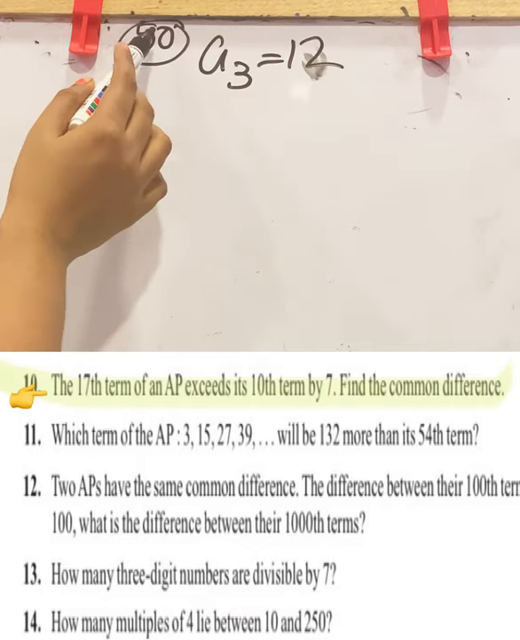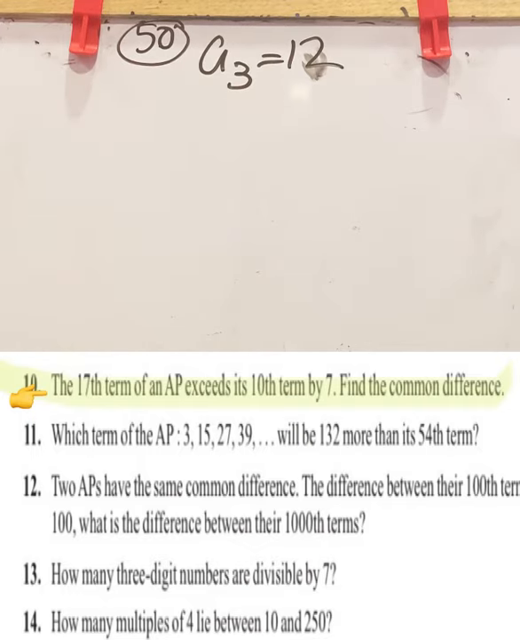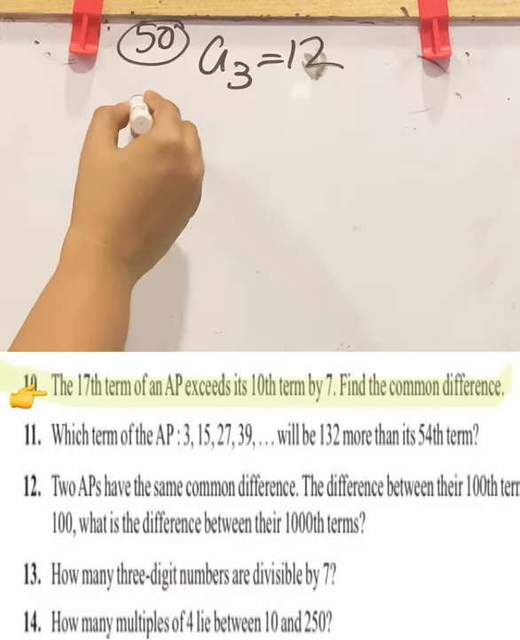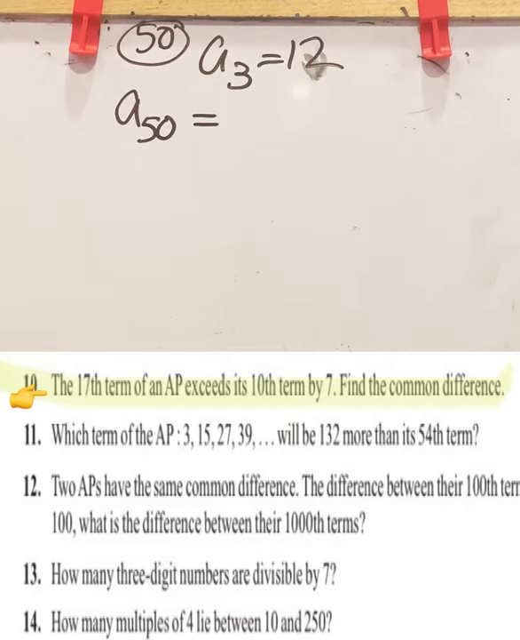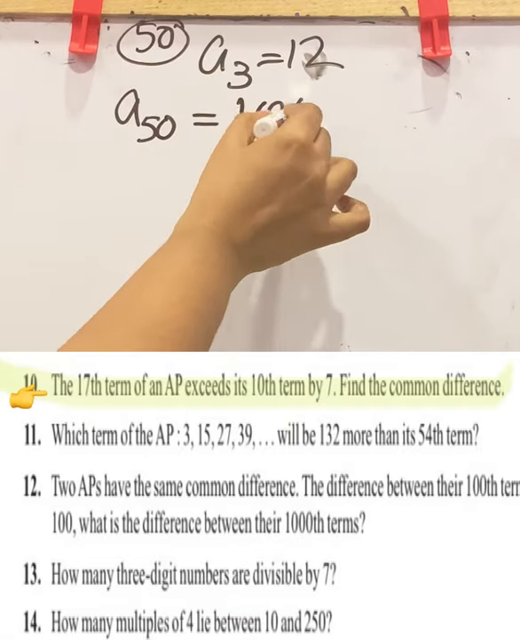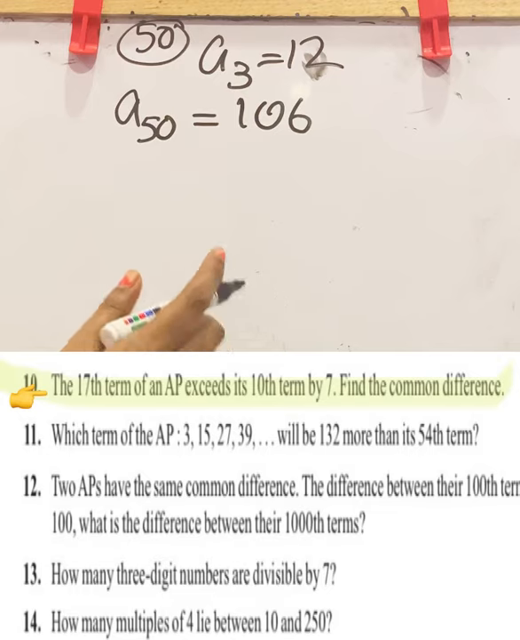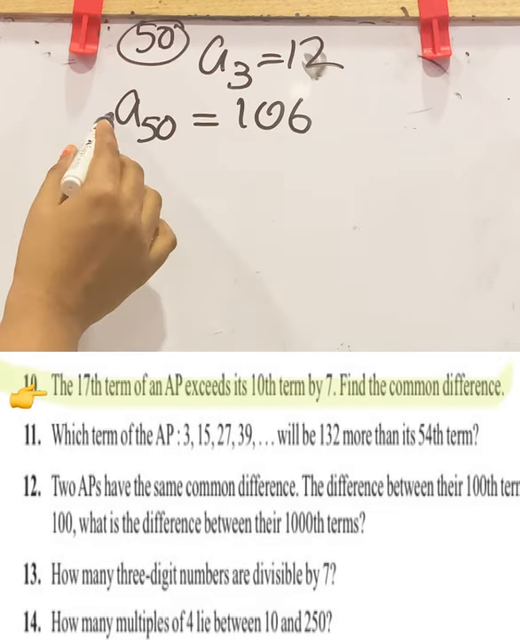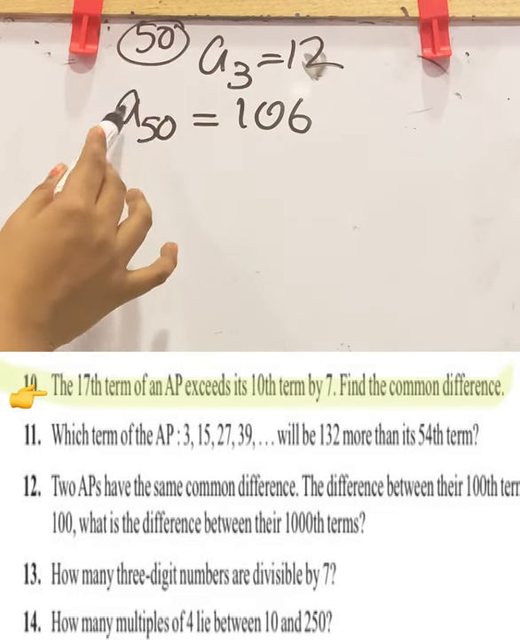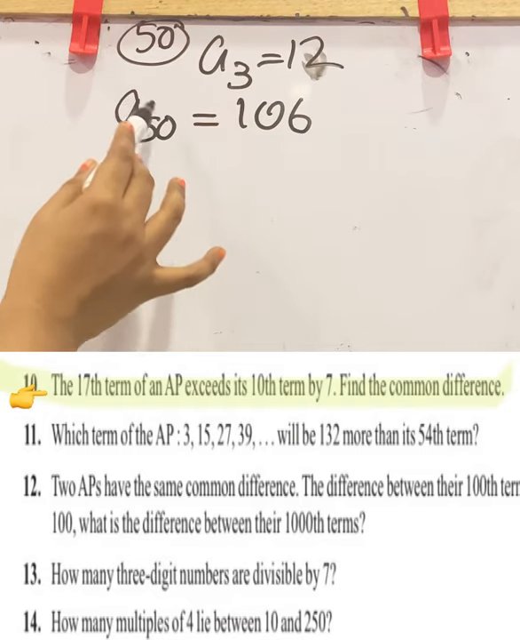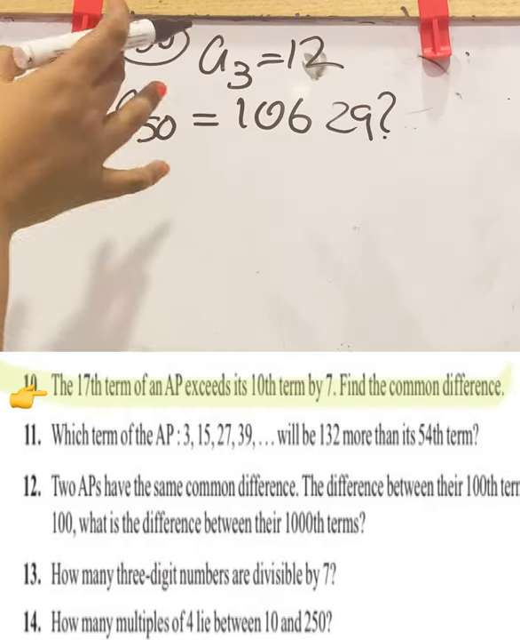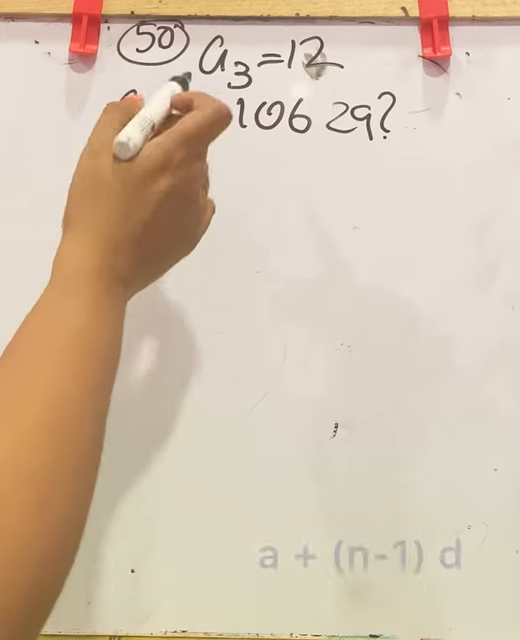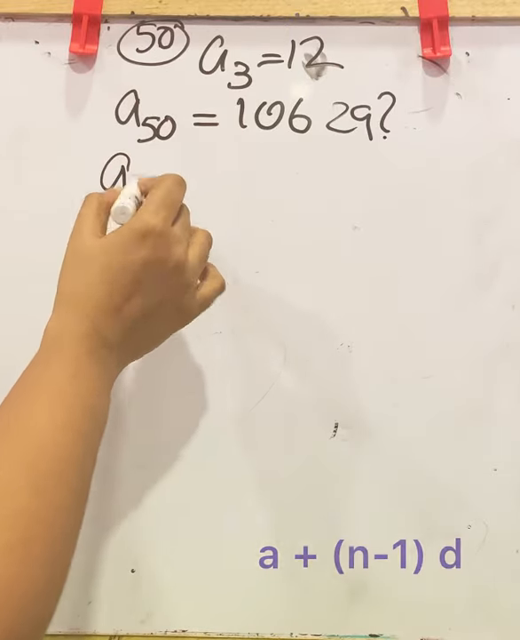Last term means if there are 50 numbers in an AP, then the last term will be A50, because we have 50 numbers. A50, the last term, is 106. In the question only the last term is given, but from the hint given we must write it as A50, because there are 50 numbers, so A50 is the last term. Last term is 106. Find the 29th term. As we did in the previous question, we will do all the same steps. First we will write A3, that is 12.